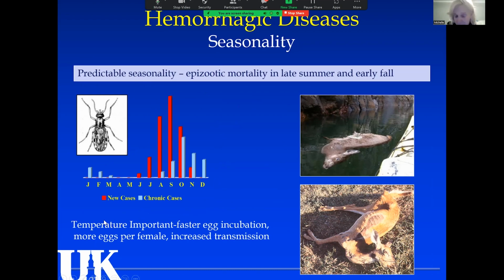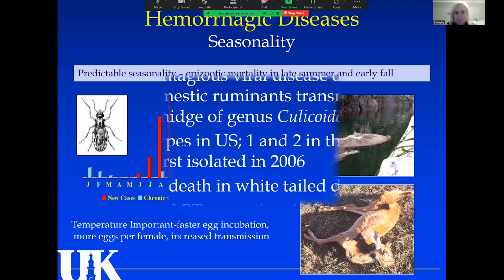Temperature and weather are important, because if it's really warm, you get faster egg incubation. The midges will hatch faster. You get more eggs per female and increased transmission. So those are the things to think about with these vector-borne diseases.